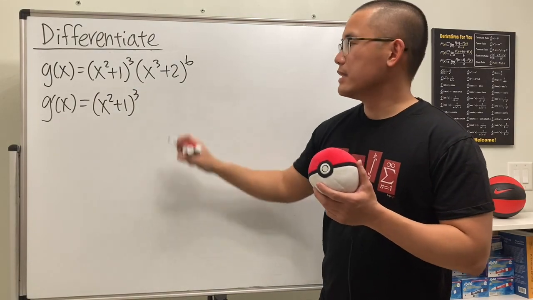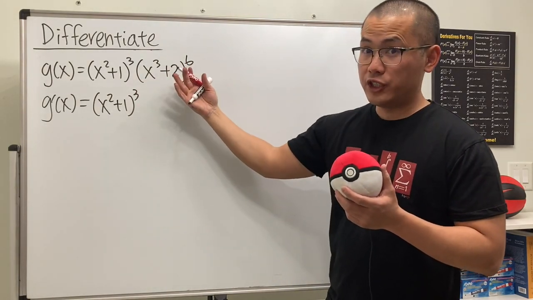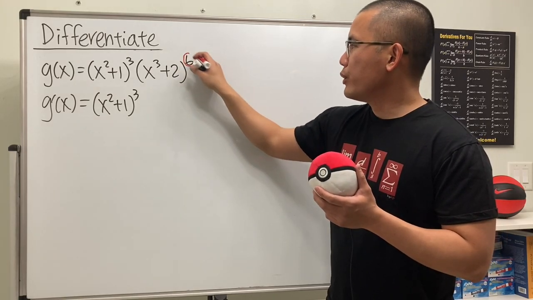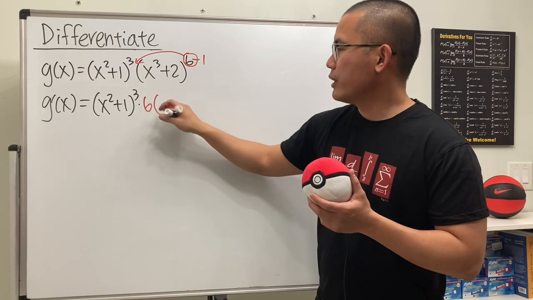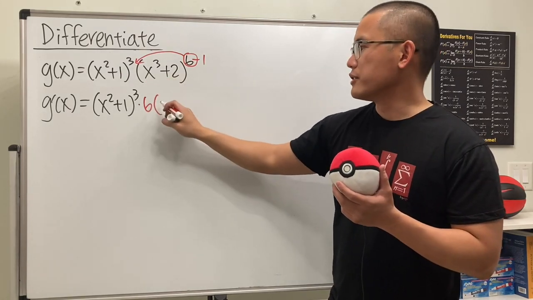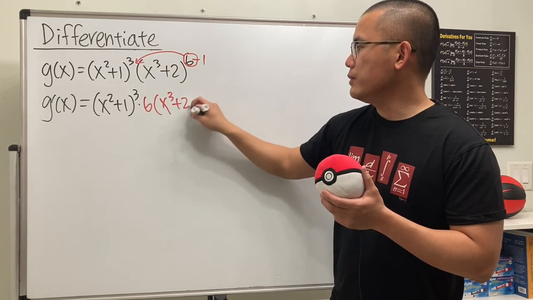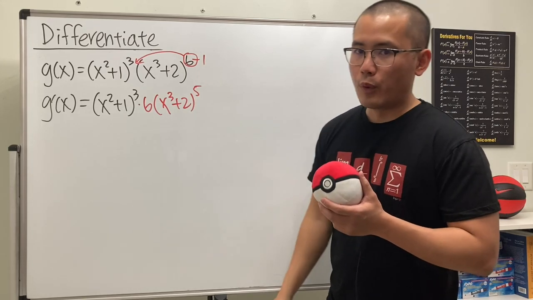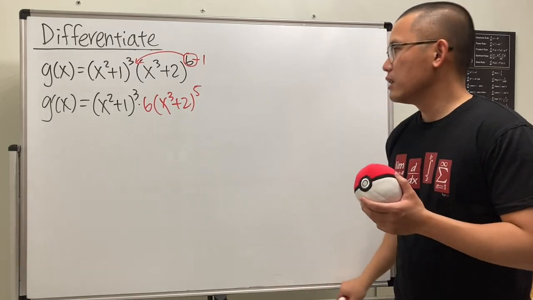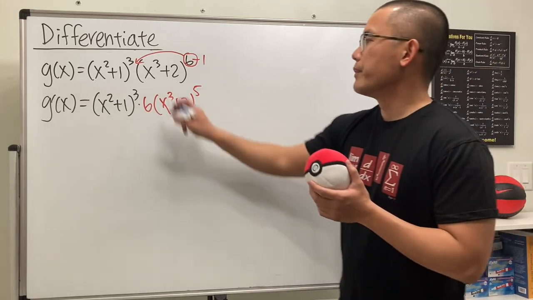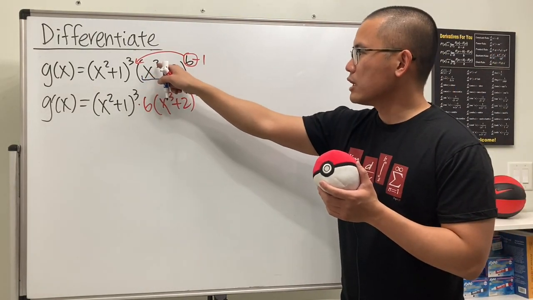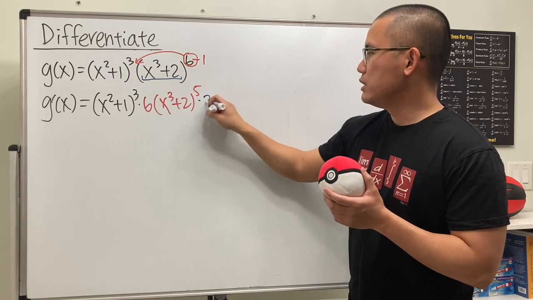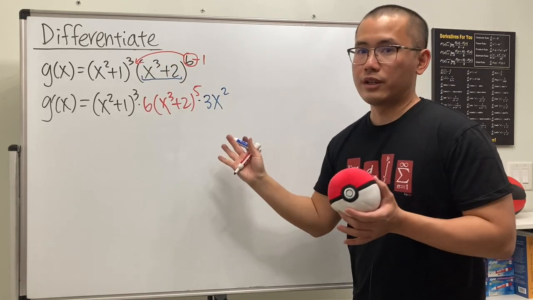And then next, we look at this right here and differentiate it, right? Okay, so bring the power to the front and then minus 1, so we will get 6 parentheses, and the input stays the same, so x to the third power plus 2, and then raised to the fifth power. But we are not done yet. Here we have to use the chain rule. Multiply by the derivative of the inside. The derivative of x to the third power plus 2 is just 3x squared. So now we are done for that part.